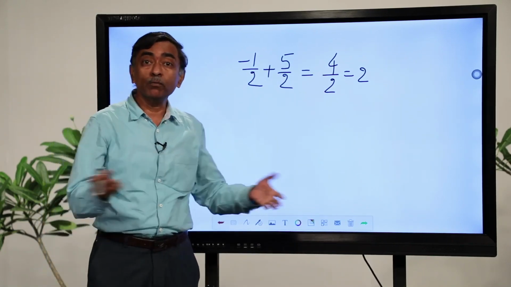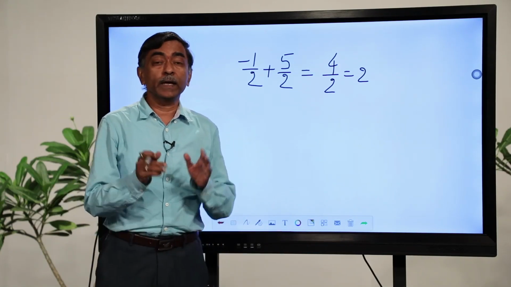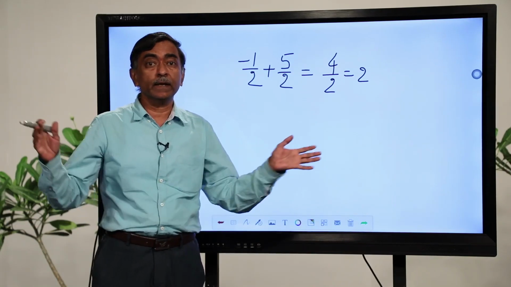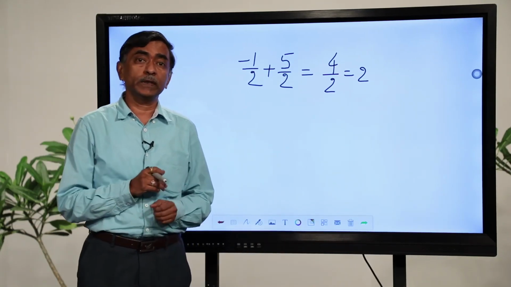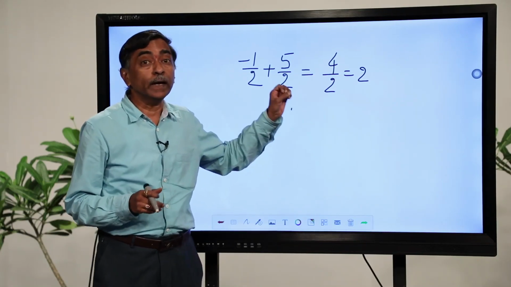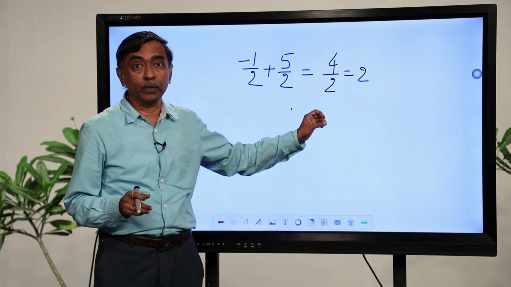You can check for many more such pairs of numbers, and you take all those pairs where negative rational numbers are there, positive rational numbers are there, try to combine them using the operation of addition and see what you get as the resulting number. You will find that you always get a rational number.